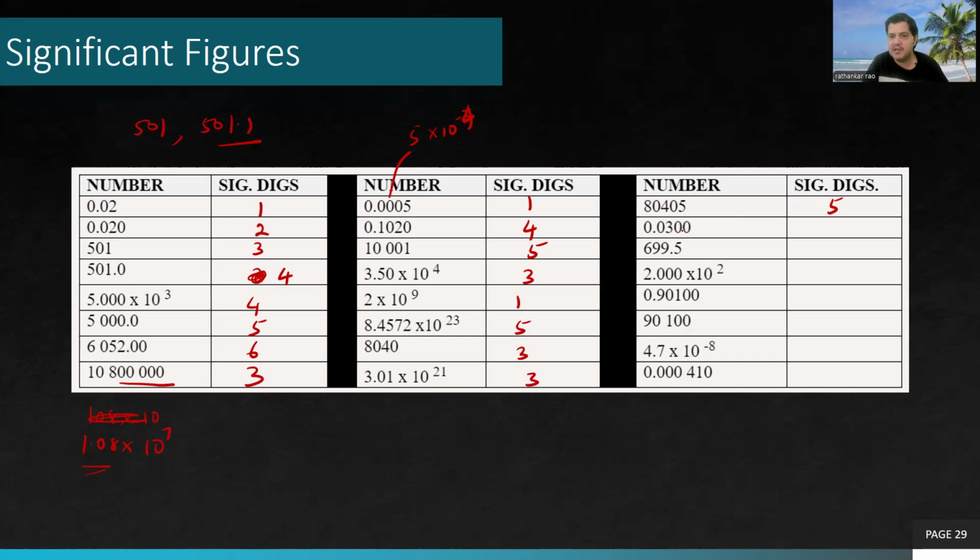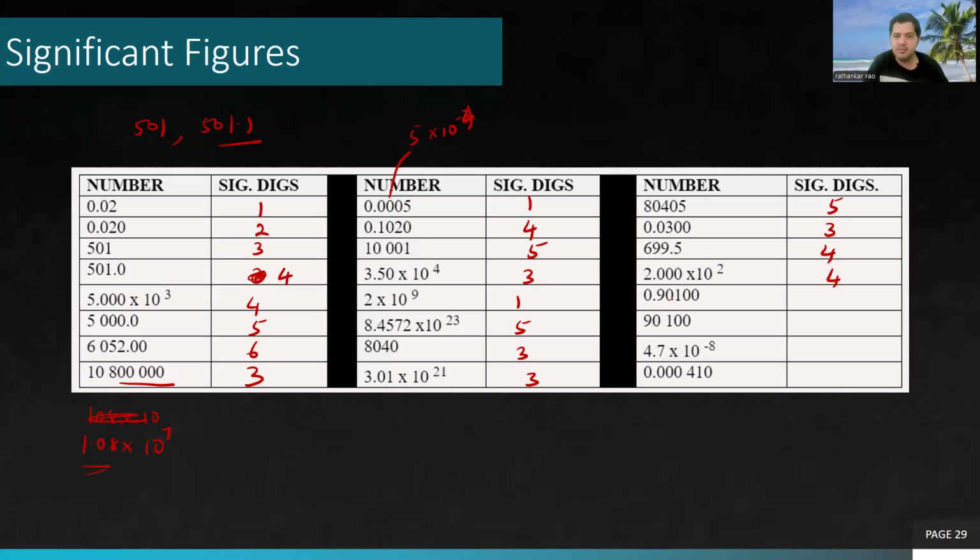And this will be 0.0300. So this 0 is not counted. These zeros are counted. 1, 2, 3. So it is 3 here. 699.5. 1, 2, 3, 4. 4 digits here. 2.000 into 10 square. So this is more precise, right? So therefore, 2, 1, 2, 3, 4. This is 4 here.